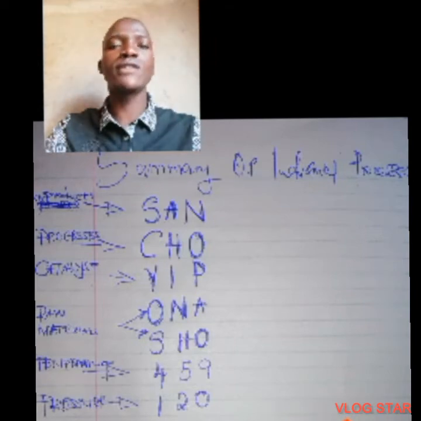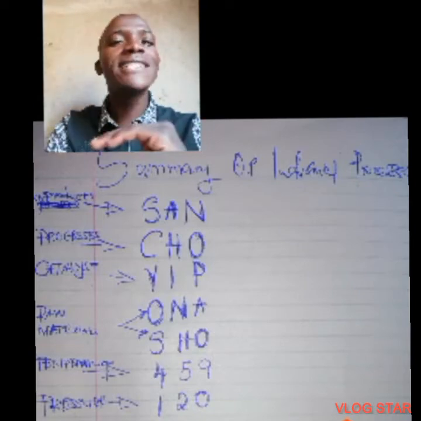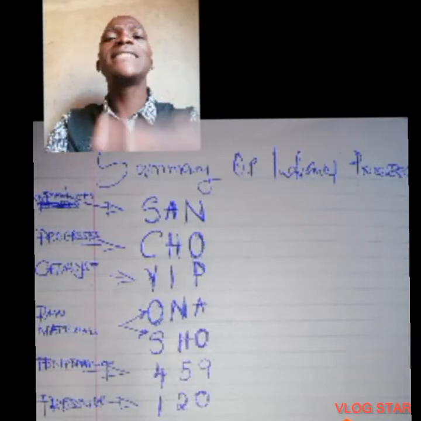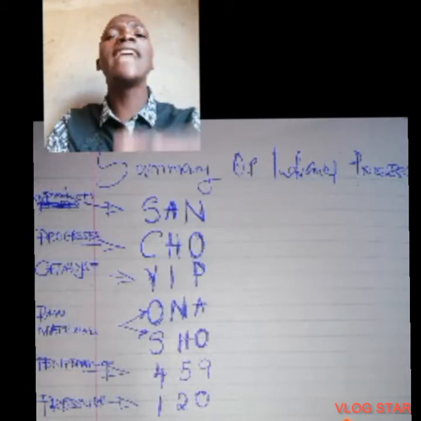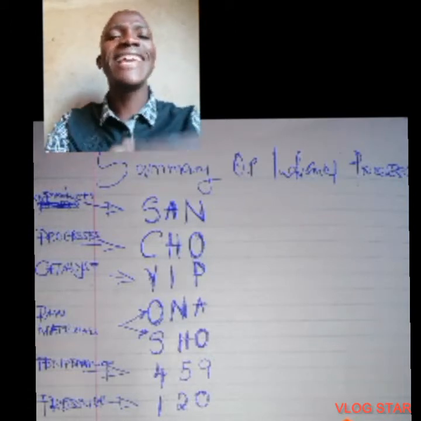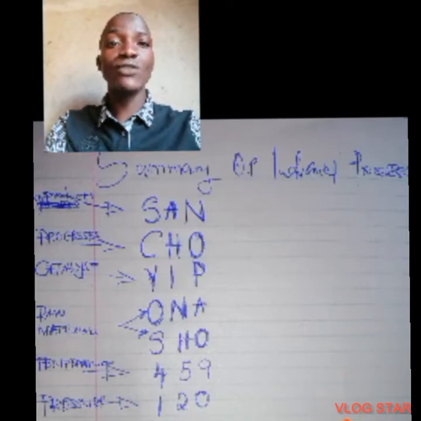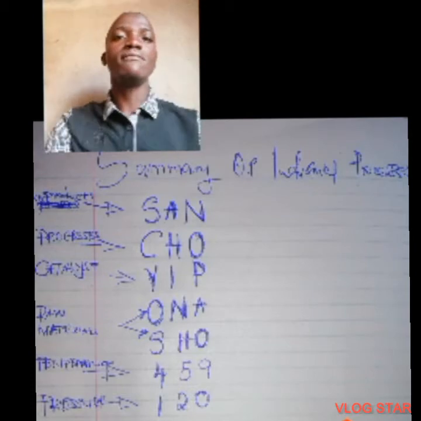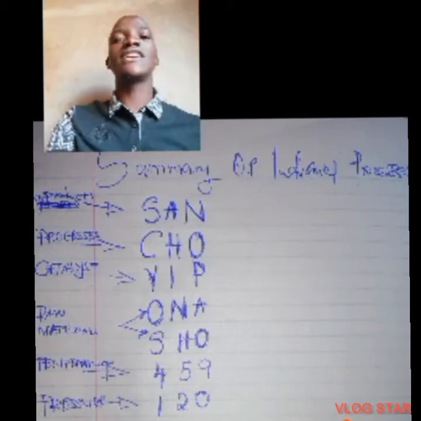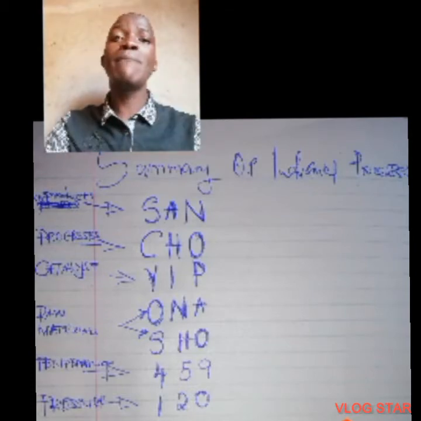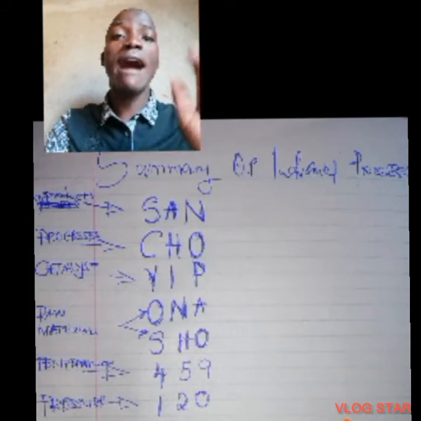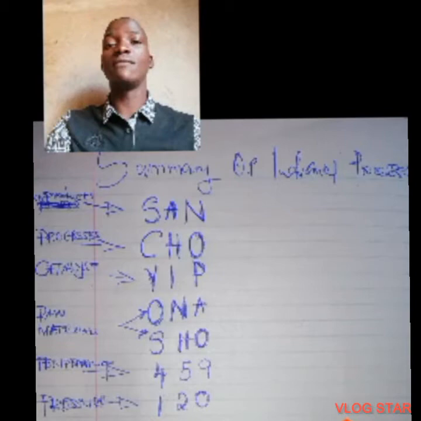it represents processes. Then VIP, it represents catalyst. What is a catalyst? It is any substance that is used to speed up the rate of reaction, but not used up in the reaction, which means the function or the purpose of a catalyst in any reaction is to speed up the rate of reaction.